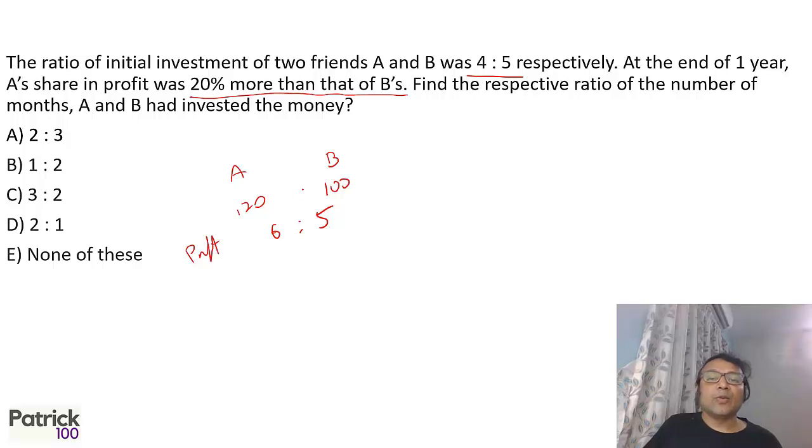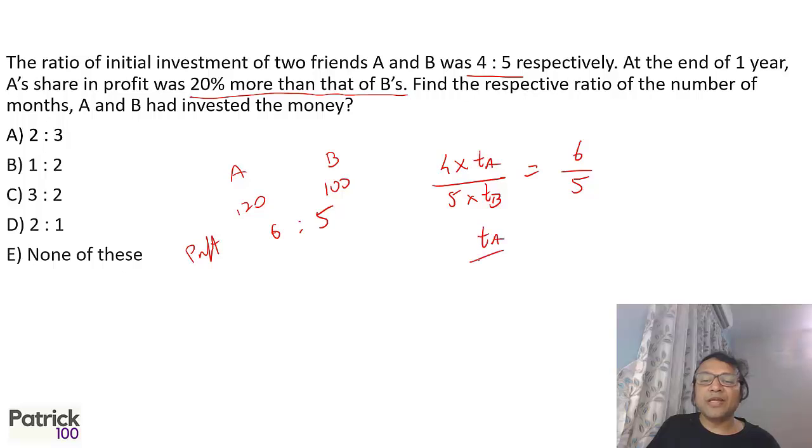Now how is profit calculated? Profit is basically based on the investment into time. So 4 into time of A upon 5 into time of B is equal to 6 upon 5. So from that you directly get time of A upon time of B as 3 upon 2 straight away. C option. Right. So the fact that A invested less but he gets more return, that means he invested for more amount of period. So you can automatically eliminate A and B.